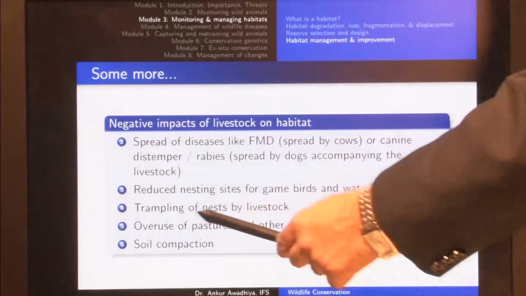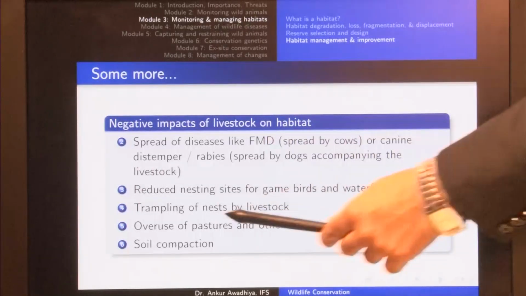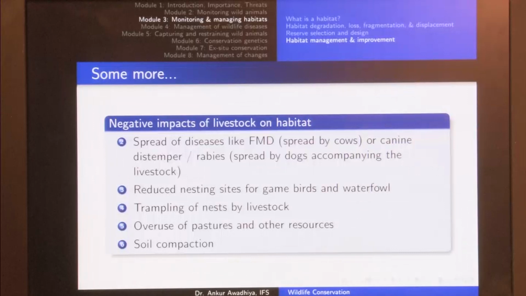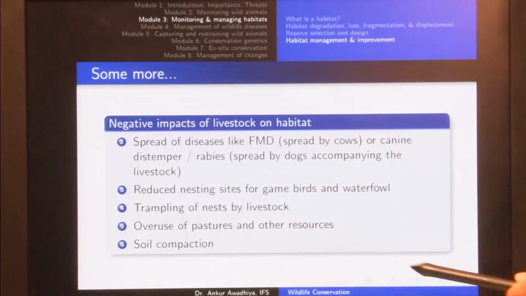Another thing is reduced nesting sites for game birds and waterfowl, because you have trampling of nests by the livestock and also a change in the habitat. Essentially, when all the grasses are eaten up by the livestock, it could also change the distribution of species that are there. We could also observe the growth of more weeds in those areas. Other things could be overuse of pastures and other resources.